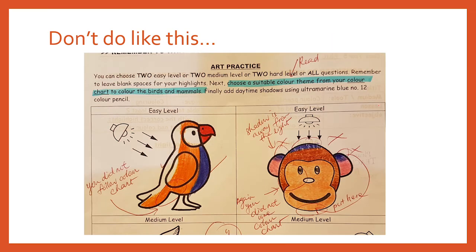But don't do like this. This part: the highlight is correct, the shadow is correct, but the color is wrong. The student did not follow the color chart. And this part is wrong also, for the monkey. If the light is on top, make sure the top here should be white. And then here at the bottom should be bluish or dark blue. Use ultramarine blue for the shadow. So he did it upside down, which is wrong.